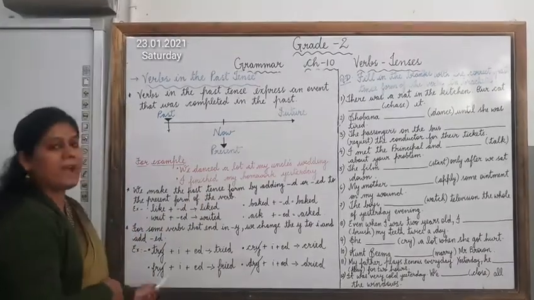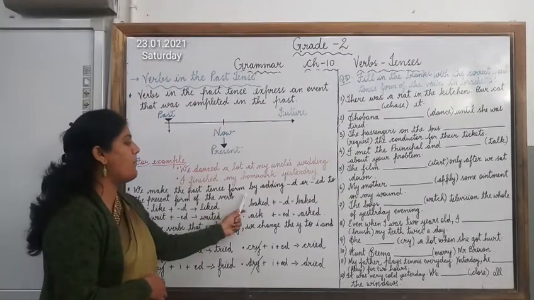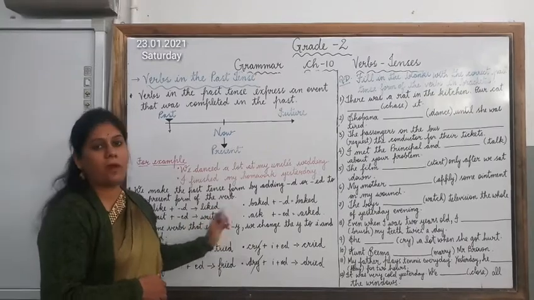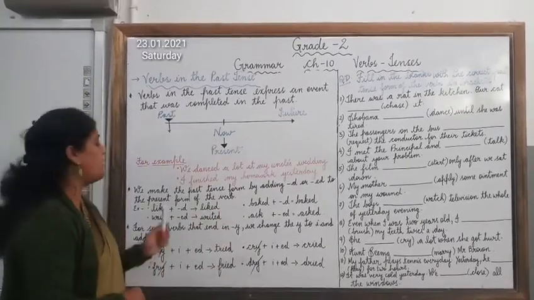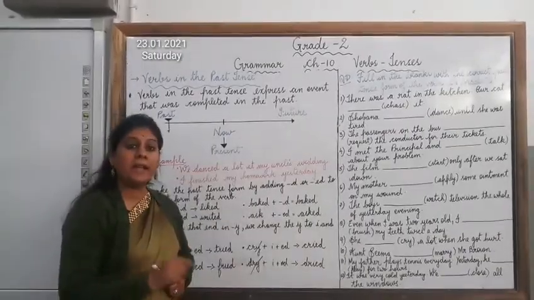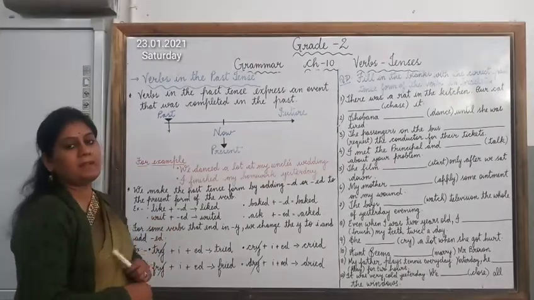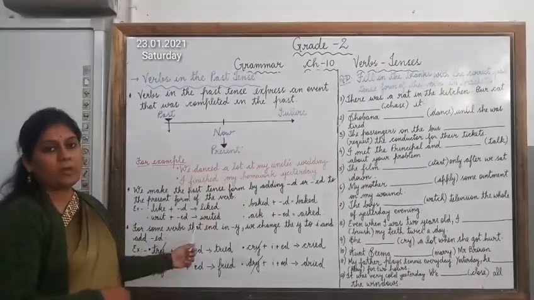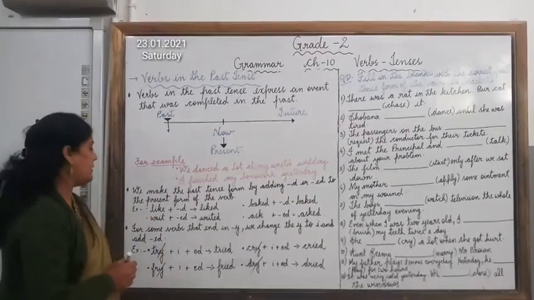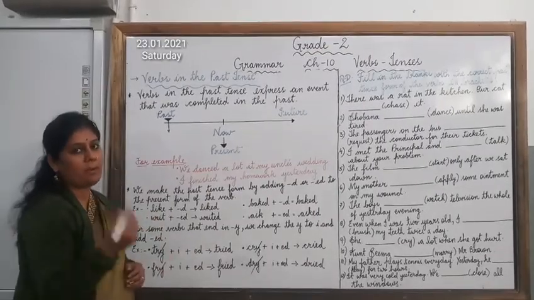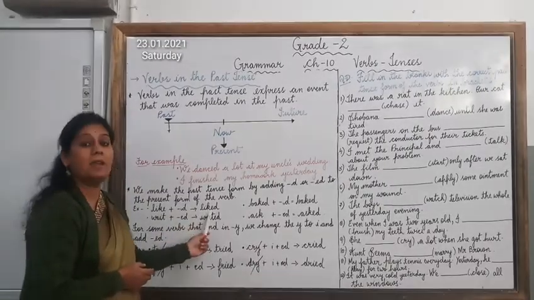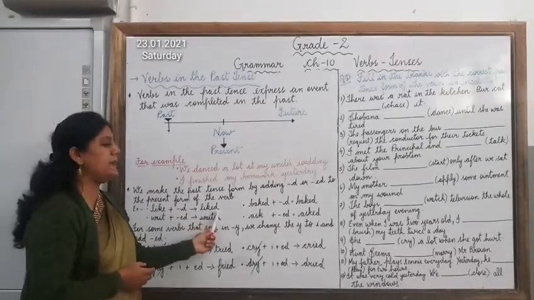Now children, remember that we make the past tense form by adding d or ed to the present form of the verb. Okay children, I repeat this once again. We make the past tense form by adding d or ed to the present form of the verb. Here you can see I have written some examples. In the present form we write like, but when we talk about the past, we just add d to the word like, so it will become liked. L-I-K-E-D, liked.